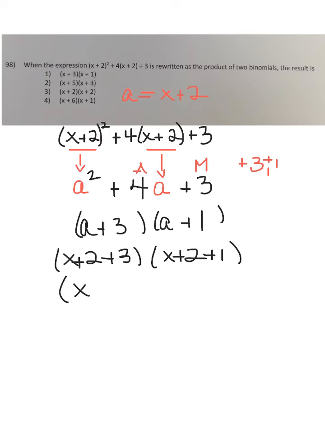So I'm going to have X, 2 plus 3 is 5. And then over here, I'm going to have X, and 2 plus 1 is 3. Now let me see if that answer choice is there. So I'm looking for X plus 5 and an X plus 3. And I see that right there. That's choice 2. So your answer is choice 2.